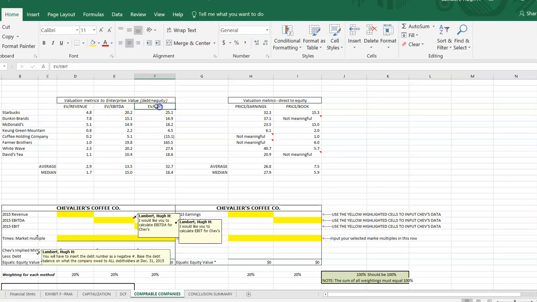Now again, EBITDA and EBIT, we had to calculate those. But these are all enterprise value to revenue, EBITDA, and EBIT. These are measures that look at the value of the company's debt plus equity to revenue, the company's debt plus equity to EBITDA, the company's debt plus equity to EBIT. Remember, that's what enterprise value is. It's debt plus equity of a company.